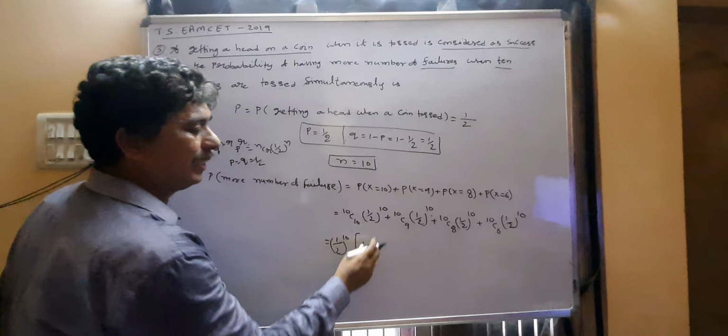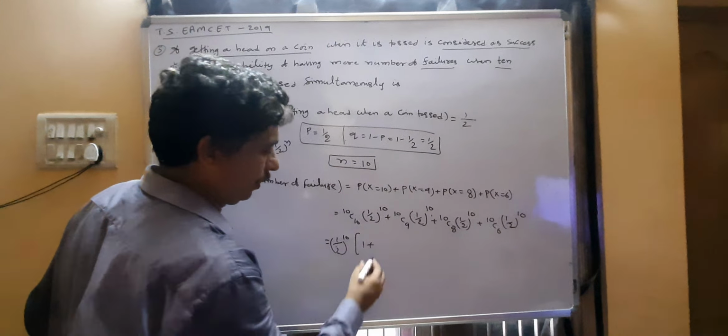10C0 means 1. 10C9 means 10C1, that is 10. 10C8 means 10C2, 10 into 9 by 2 into 1, 2 5s are 45. 10C7 also we get, P of x equal to 7 plus P of x equal to 6. So 10C7 means 10 into 9 into 8, 10C3, both are equal. 10 into 9 into 8 by 3 into 2 into 1, so 3 3s are 9, 2 4s are 8, that is 120. Plus 10C6, 1 by 2 whole power 10.